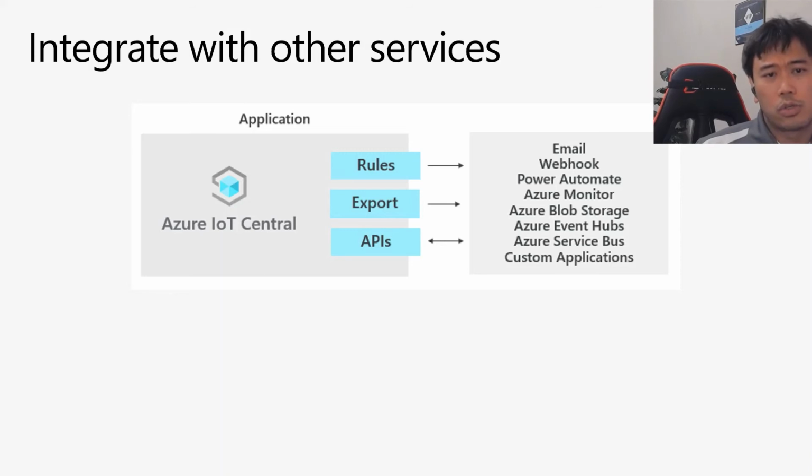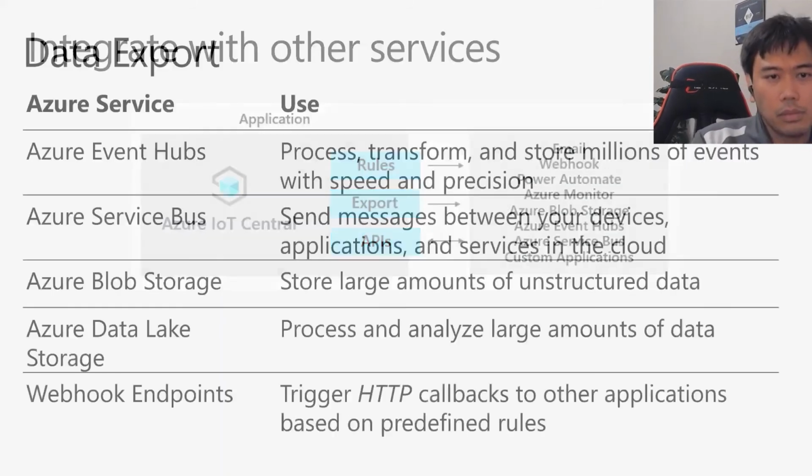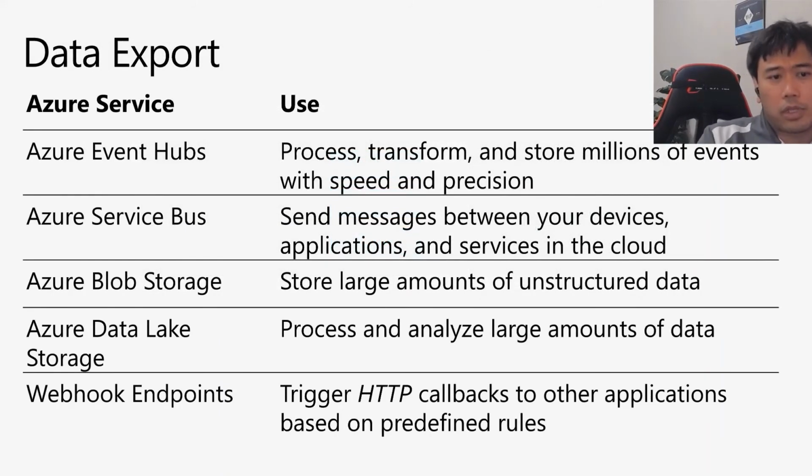You can also use APIs, and when you build your companion app, use a lot of the APIs to control some of these devices and get some info on them. So data export allows you to export it to an event hub where you can process and transform millions of events.